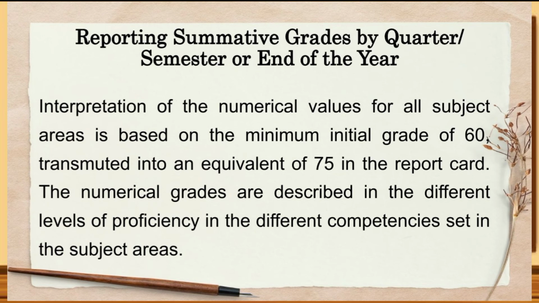Interpretation of the numerical values for all subject areas is based on the minimum initial grade of 60, transmuted into an equivalent of 75 in the report card. The numerical grades are described in the different levels of proficiency in the different competencies set in the subject areas. So, grading practices should be so transparent that students can tell the teachers or the parents what grade they have received even before the teacher calculates it. Students receive timely feedback, allowing them to improve their performance on tests, projects, and assignments.